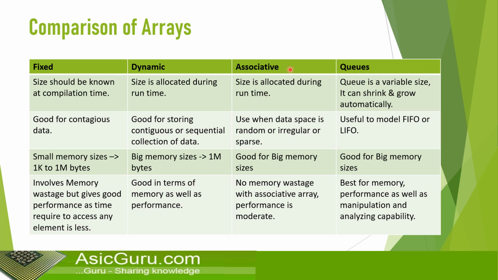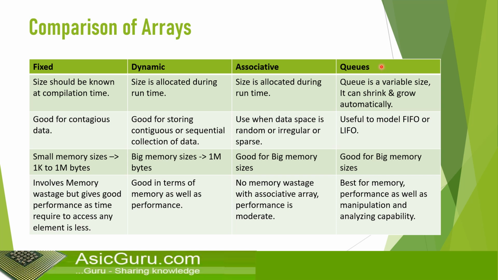Next we have associative arrays. They are also allocated during runtime, and they are useful when data is irregular, sparse or non-contiguous. There is no memory wastage since elements are stored only when needed. So no allocation is done if an element is not used. But the performance is moderate compared to fixed or dynamic arrays.